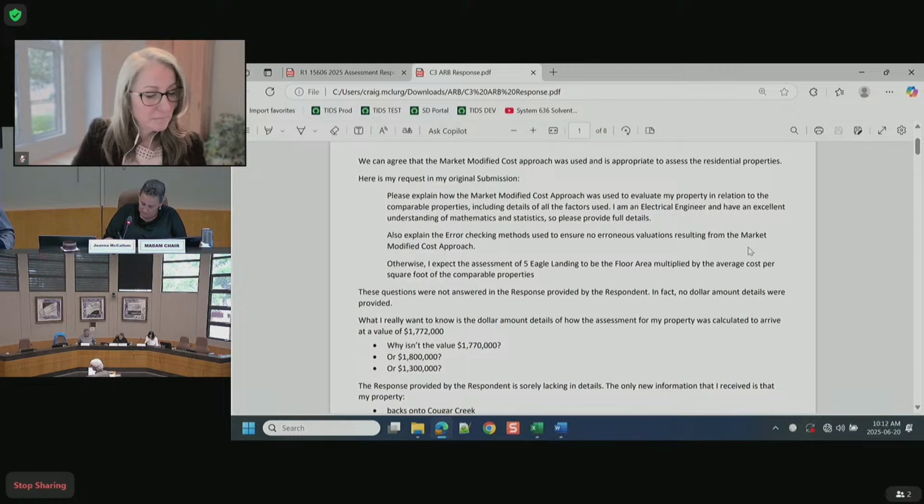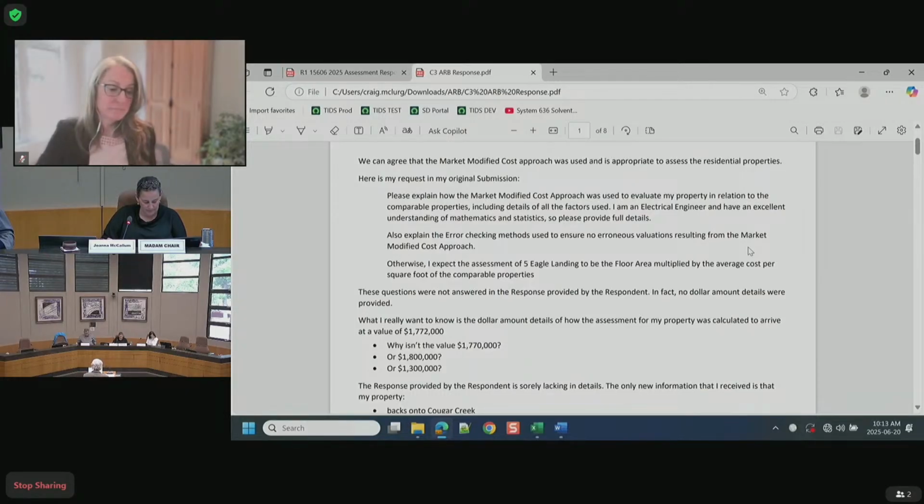Now, I don't think we need to get into the fact of why the market modified cost approach is used. That was explained in the previous hearing. But I'm okay with that method. I think the method is used across the province. It's the method that the government of Alberta has chosen to use. My question is, where do the details come in? So in the information I got from the respondent is that my property is different.